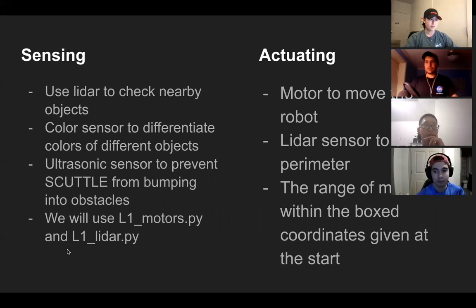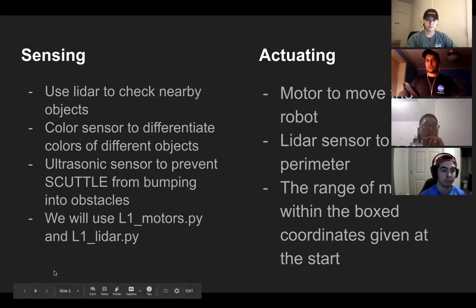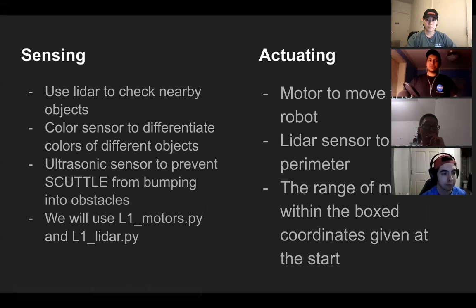So for the sensing and automation on this project, we're going to be using the LiDAR to track nearby objects. We're going to use the color sensor to differentiate between the color of the objects. We're going to use the ultrasonic sensor to prevent the Scuttle from bumping into obstacles and allow it to move semi-autonomously. We use the L1 motors.py and L1 lidar.py in order to establish the relationship between where the objects are in the camera and where they are in real life. Use this to allow the robot to move around comfortably.